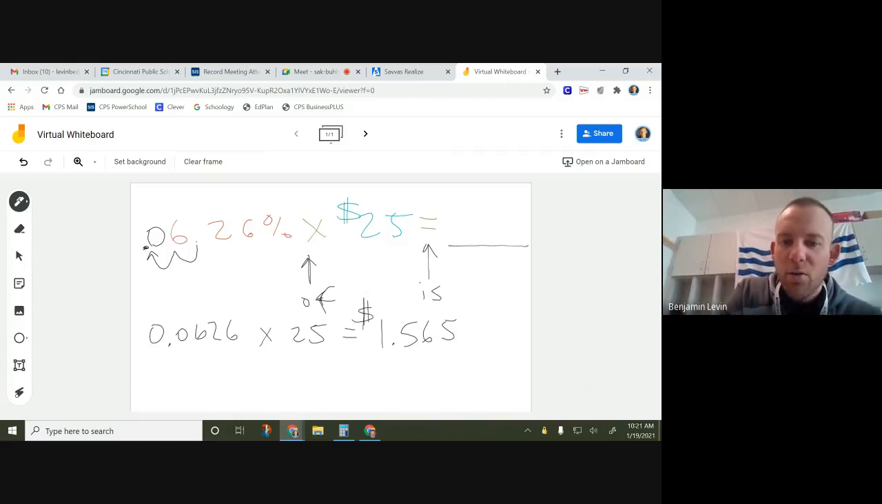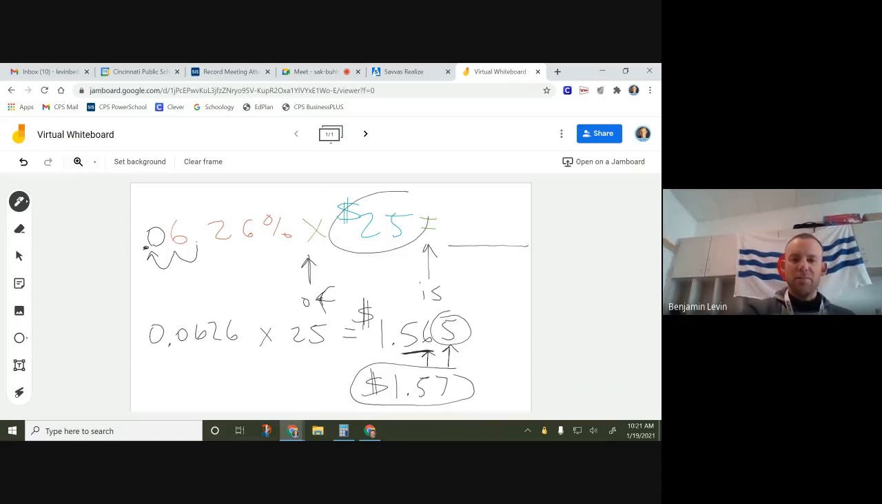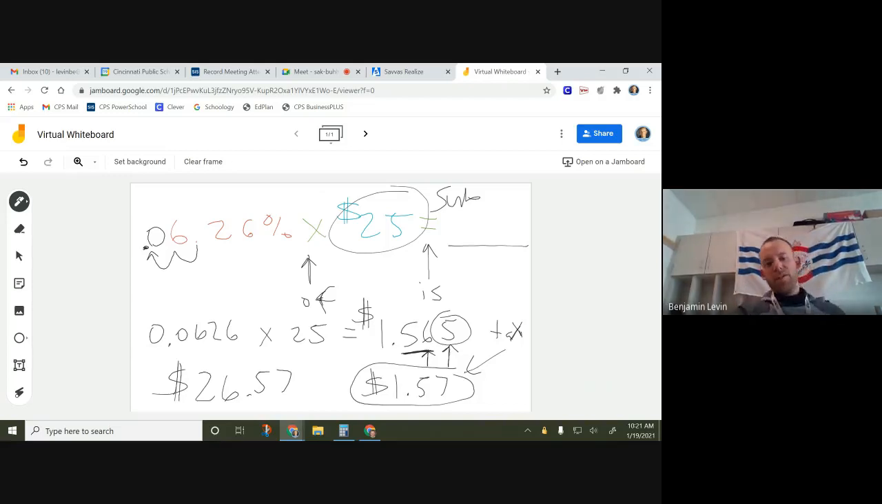Of course not. We know that dollars only needs 2 numbers, so we're going to look at this number to see whether we round up or not. 5 is 5 or more, so we are going to raise the score of this 6, and the tax would be $1.57, right? So my $25 meal is going to have $1.57 added to it. That's the subtotal. That's the tax. So my total would be $26.57. Right? $26.57.